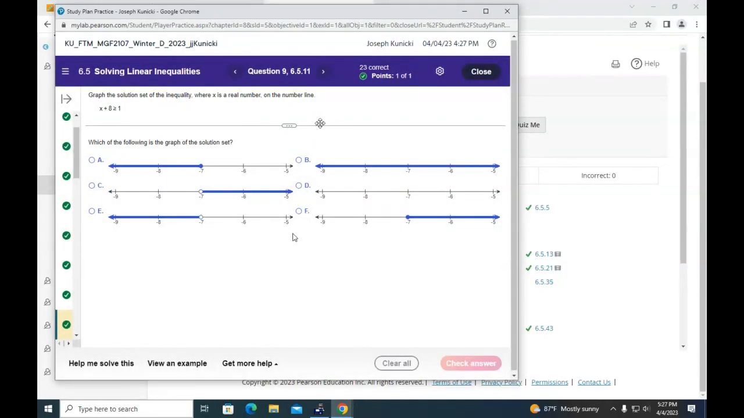And by the way, you always look to see what they're specifying as the solution. It's a real number, because later on they're going to have solutions that are integers only, the lattice points. The lattice points on a number line are just the integers. See, these are the lattice points on a number line. And it's possible they'll say, okay, integer solutions only.